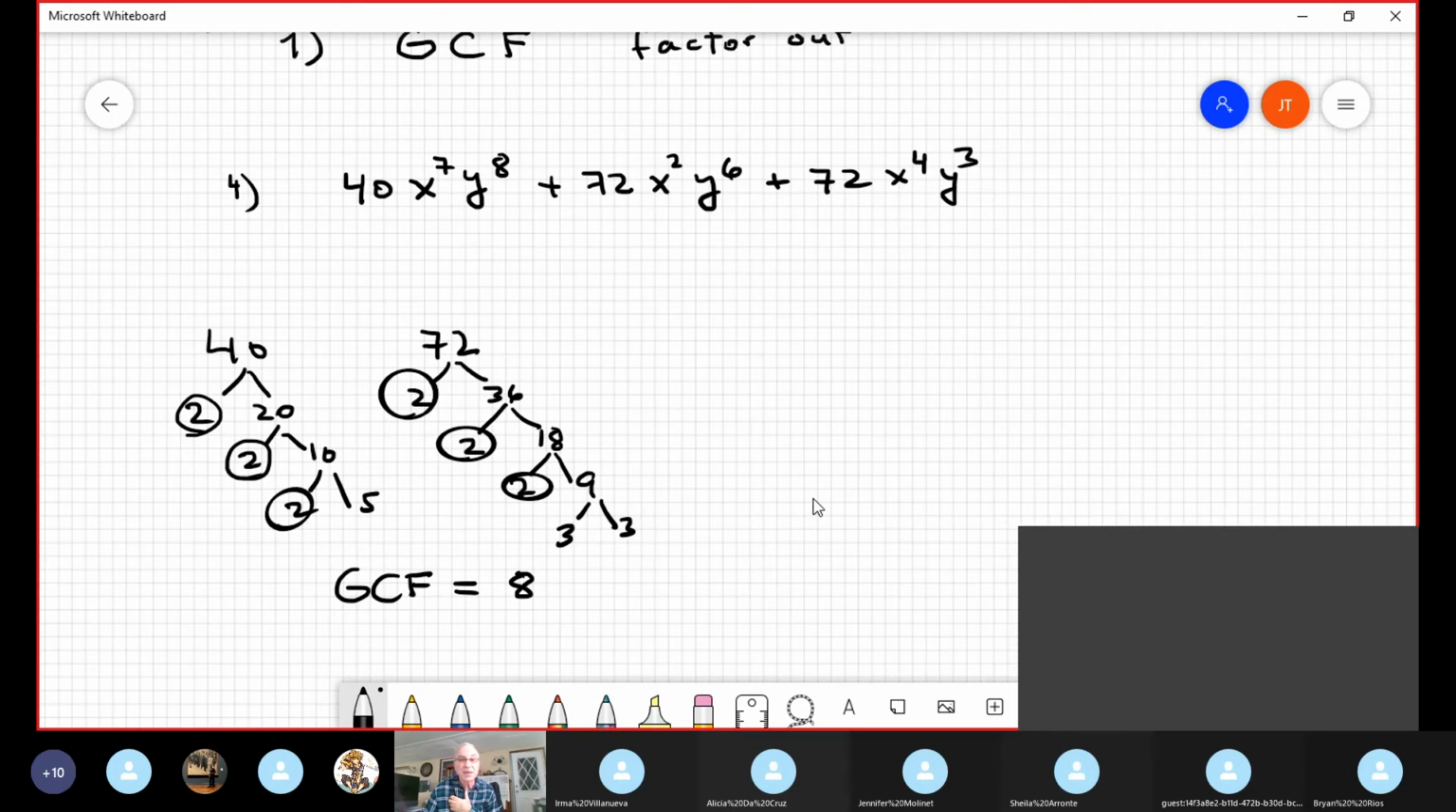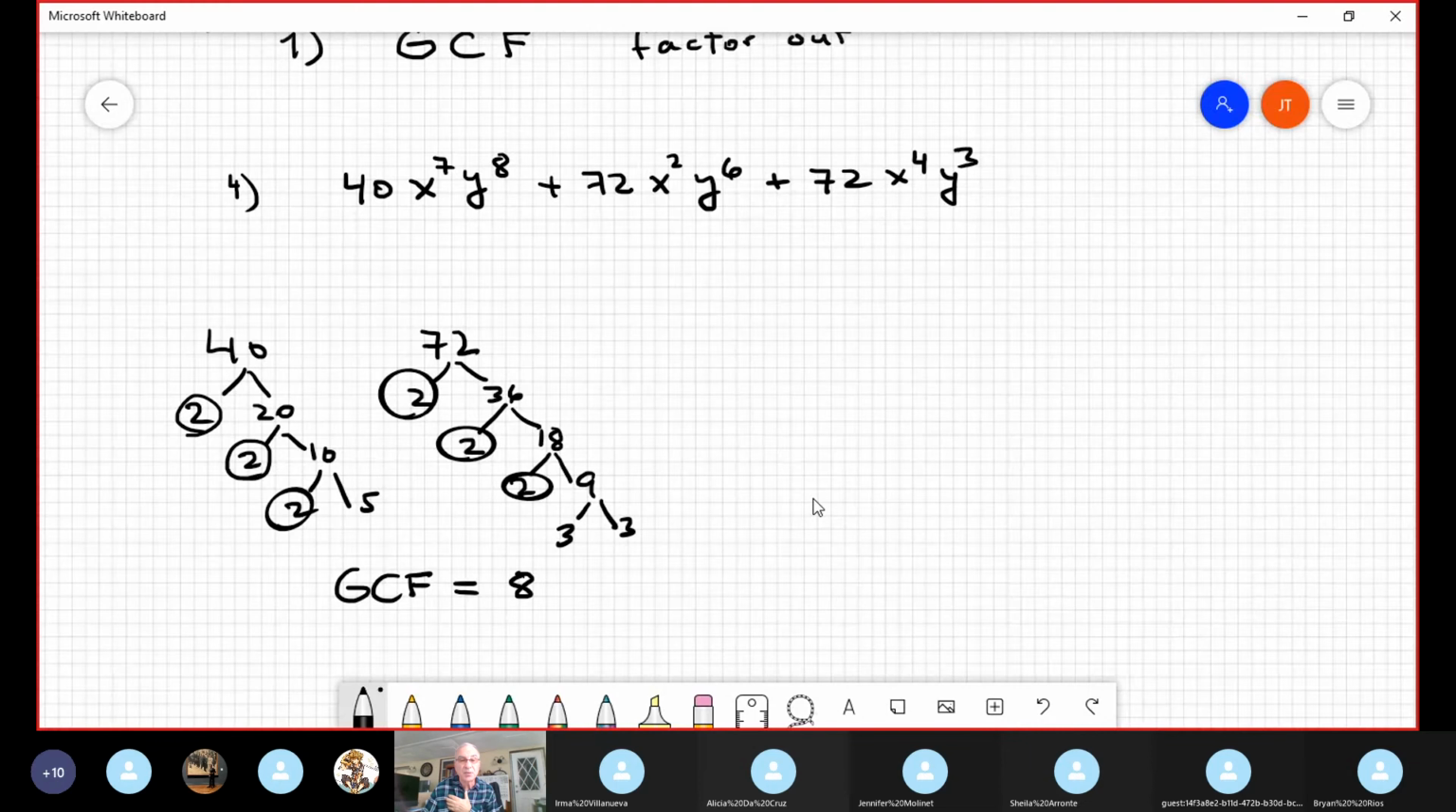All right, let me analyze the GCF of the variable part. X is common, yes or no? X is common, yes or no? Yes. How many x's does this expression share? How many?